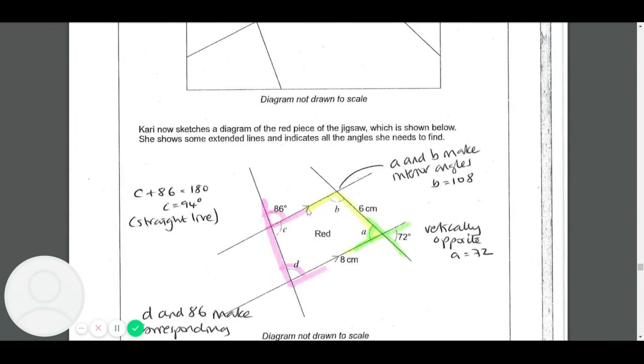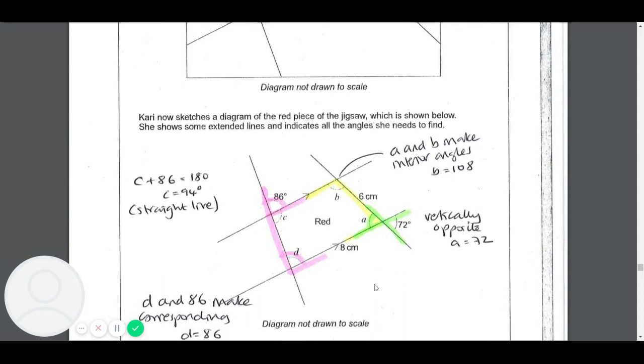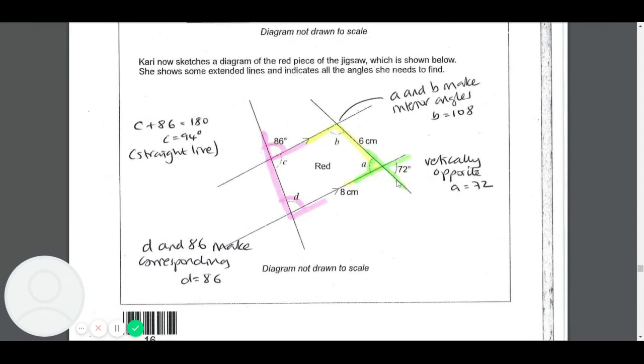Okay, so these little arrows, they mean parallel lines. If you think back to the quadrilaterals lesson we had, the little arrows for a parallelogram show parallel lines. So that means we've got some rules we can use. We're going to be able to use rules like vertically opposite angles. So they're going to be the same. That means that this is going to be 72. Angles on a straight line add up to 180. So 86 and 94 makes 180.